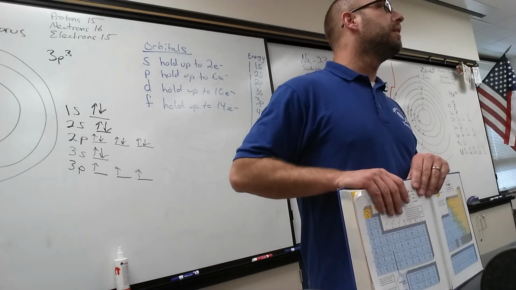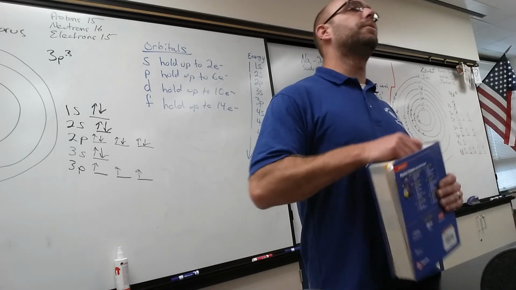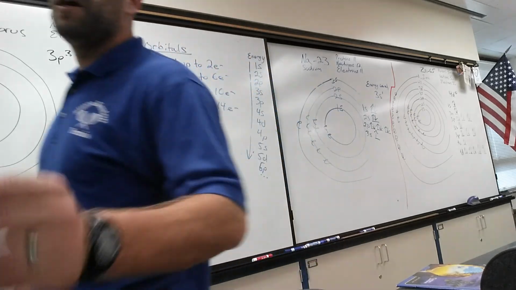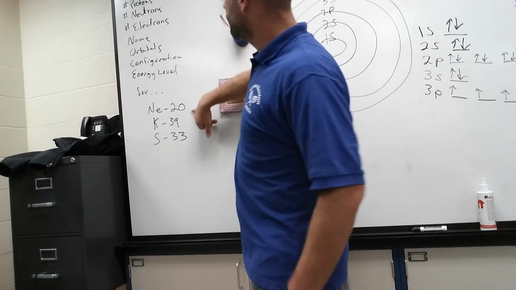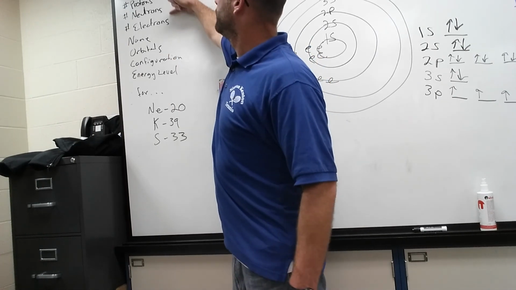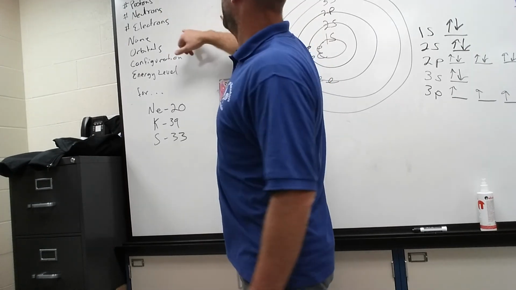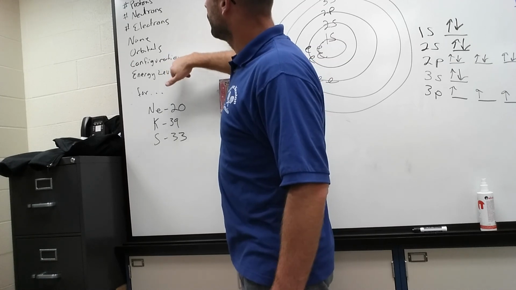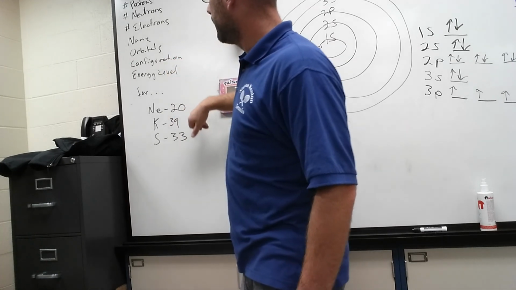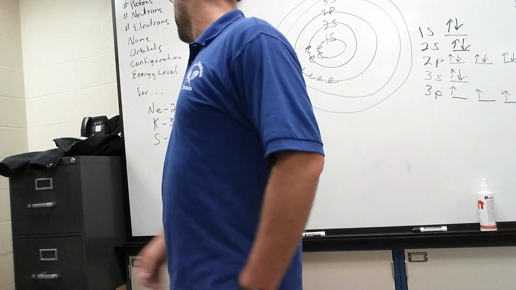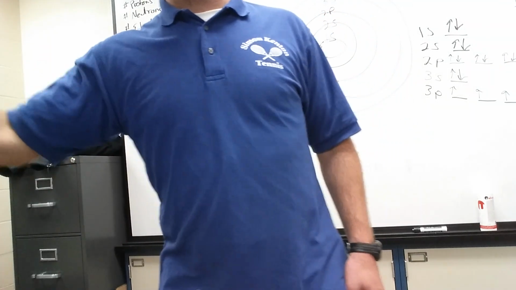All right, here's what I want you to do. On the board, you have 3 problems. I want you to write protons, neutrons, electrons like we've been doing. The name, draw the orbitals, the electron configuration, the energy level. Neon 20, potassium 39, and sulfur 33.